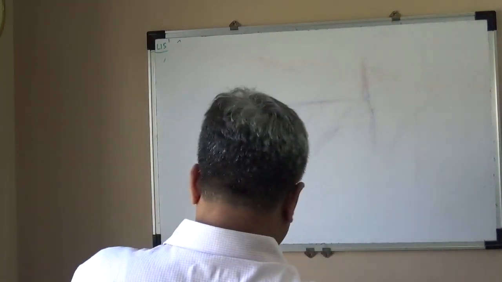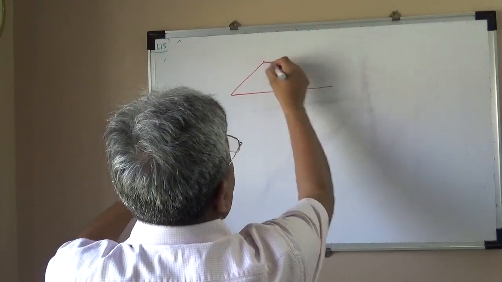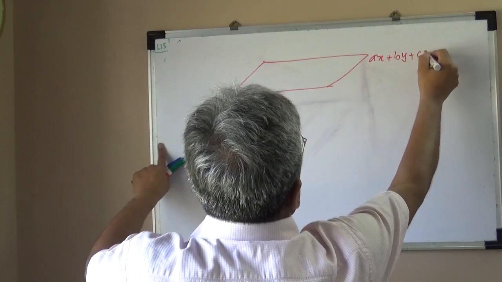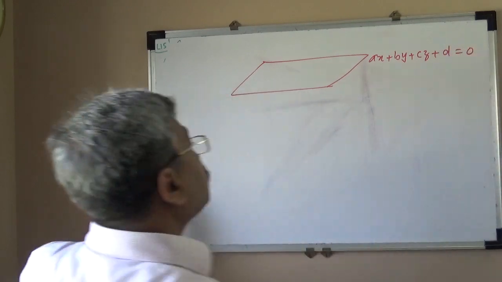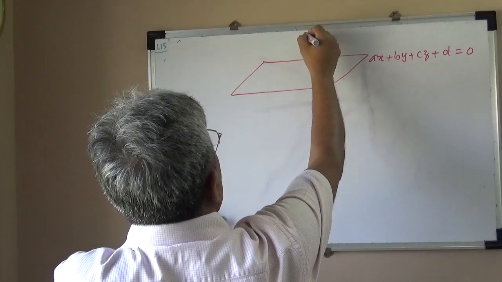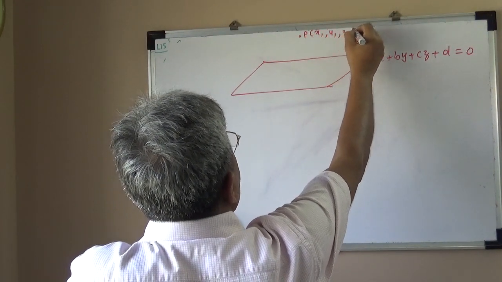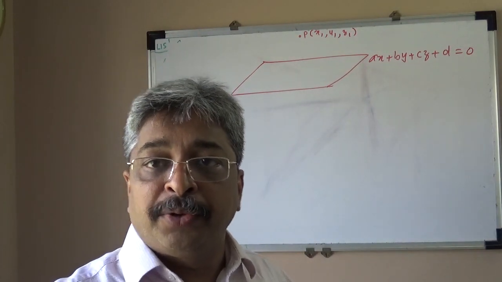Okay, so we have been given a plane ax plus by plus cz plus d is equal to 0. Suppose this is the equation of plane, and there is a point P (x1, y1, z1). Okay, here one thing I would like to bring to your notice.